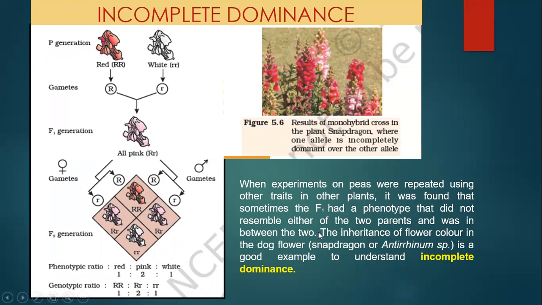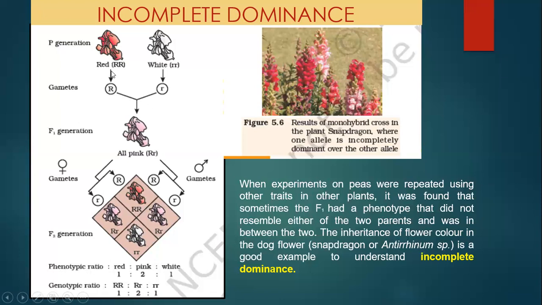and that he called incomplete. This was due to the phenomenon of incomplete dominance. That means whenever the allelic pairs are different, the one which was considered dominant is not completely dominant over the other, and therefore an intermediate trait will be obtained by cross fertilization. And the best example to show incomplete dominance is dog flower or snapdragon, the Antirrhinum species. Now, what exactly was done?